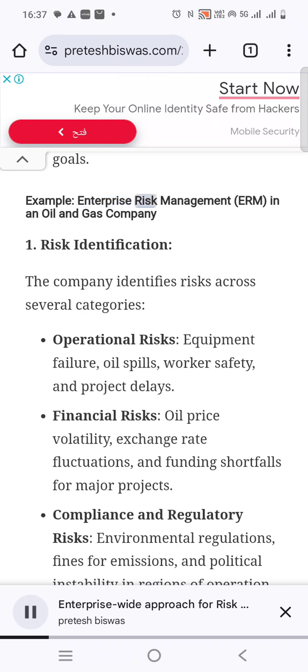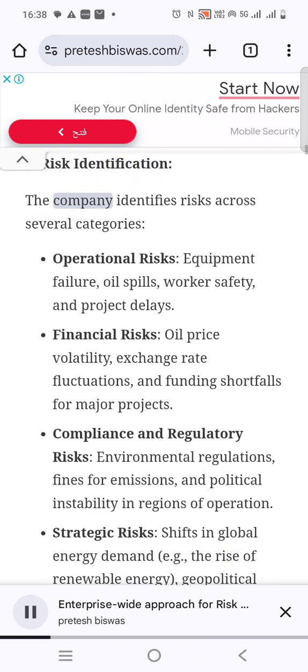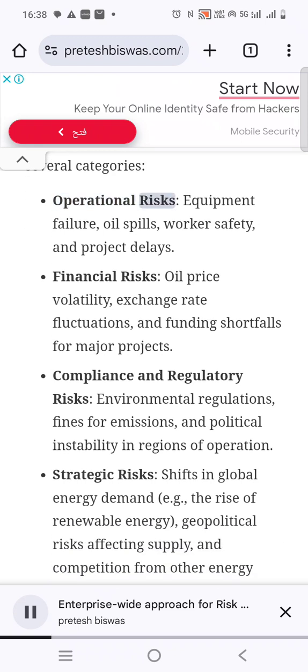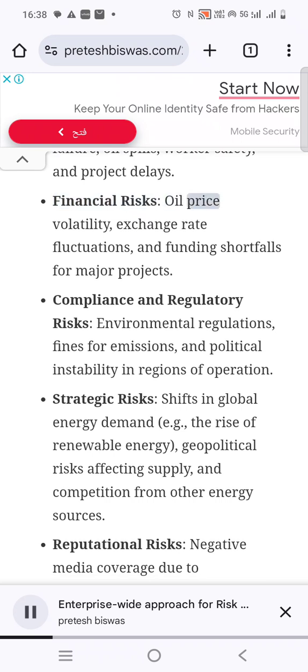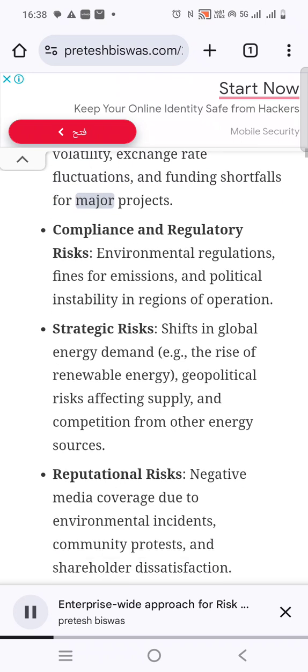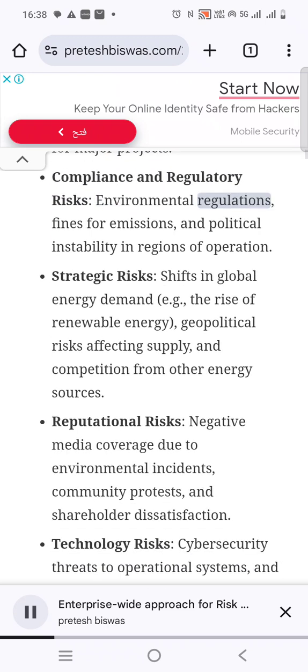Example: Enterprise Risk Management, ERM, in an oil and gas company. 1. Risk identification. The company identifies risks across several categories. Operational risks: equipment failure, oil spills, worker safety, and project delays. Financial risks: oil price volatility, exchange rate fluctuations, and funding shortfalls for major projects. Compliance and regulatory risks: environmental regulations, fines for emissions, and political instability in regions of operation.